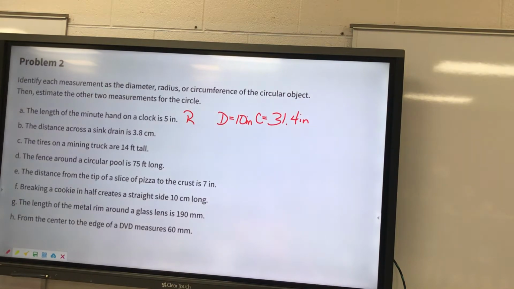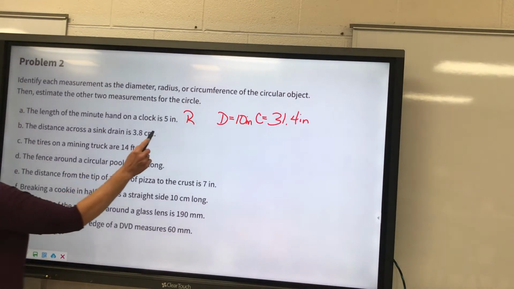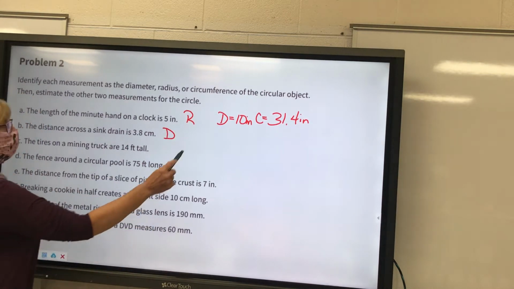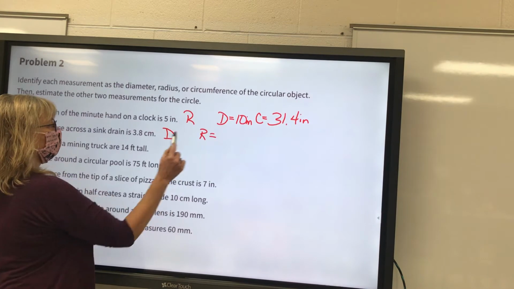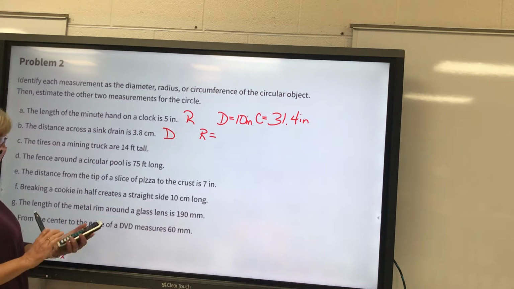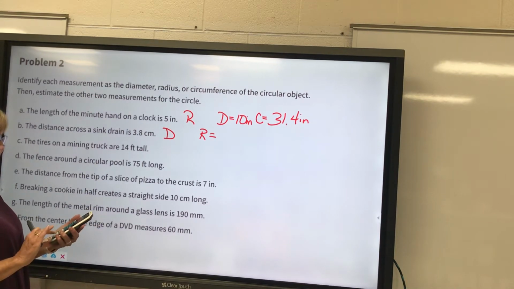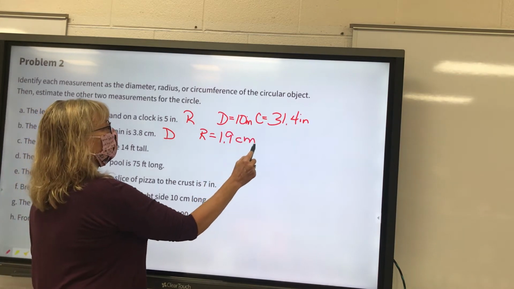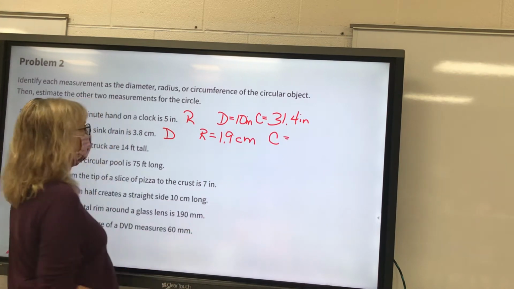All right, the distance across the sink drain. What is that? Diameter, good. Okay, how would we find the radius? Divide by 2. So that's going to be what? 1.9. What's the circumference going to be?